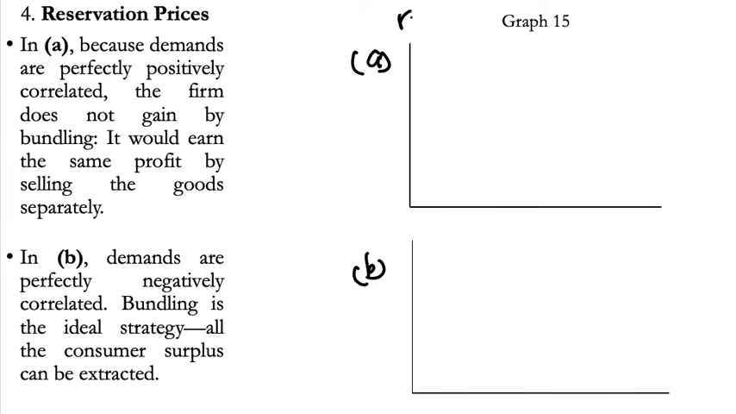Okay, reservation price of good 2, reservation price of good 1. Same here, 2, 1. If you see this kind of relationship between the reservation price of good 2 and good 1, what does it mean? It means they are perfectly positively correlated between the reservation prices of these two goods.